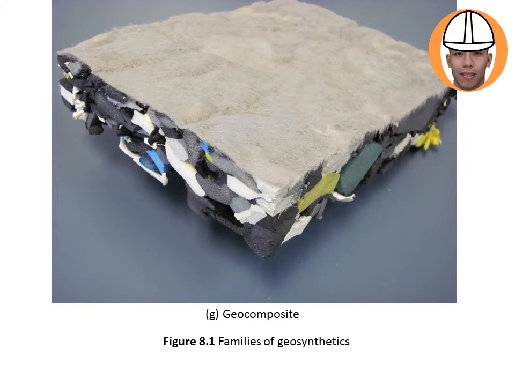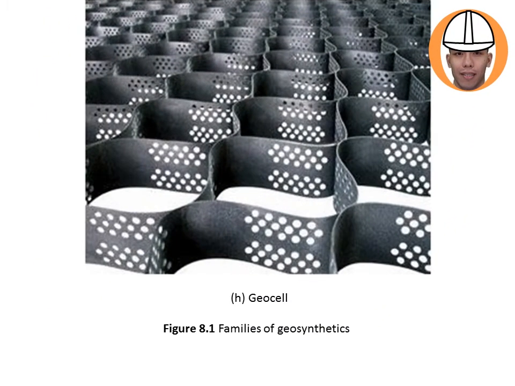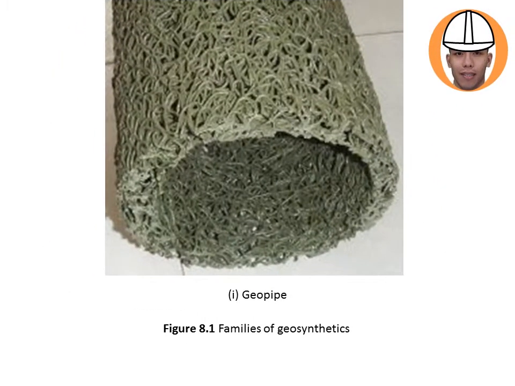And geocomposite is the combination of different geosynthetics. Geocell is a reinforcing since it confines the aggregate and soil. So geocell parang kulungan. Geopipe, so this is for drainage.